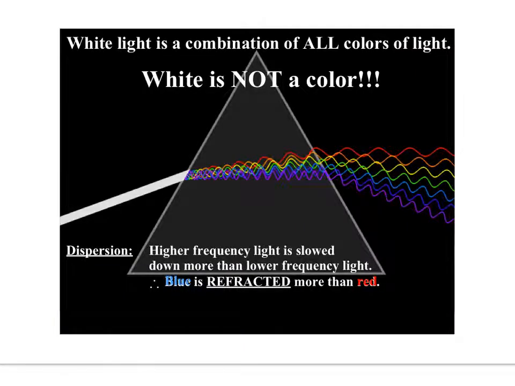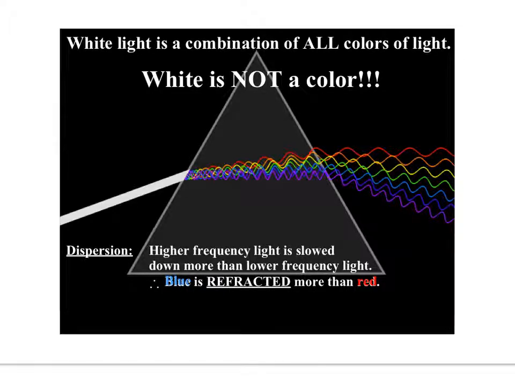Back in the 1600s, Isaac Newton passed sunlight through a triangular piece of glass called a prism, and when he did, he observed that the sunlight seemed to separate out into these colors that we now call the color spectrum. He was then able to take these separated colors and pass them through a second prism, and when they emerged from the second prism, the light was again white. This led Newton to conclude that white light was not a color in its own, but a combination of all the colors of visible light.